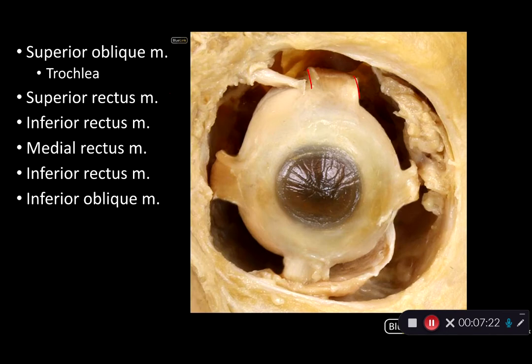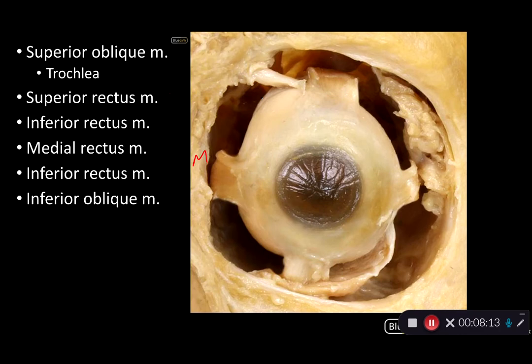So elevation is probably one of the more obvious functions, but it also serves to adduct, or move the gaze towards the midline, recalling this is medial here. And superior rectus, like superior oblique, is another muscle that serves intorsion. So I always remember that the superior muscles, both oblique and rectus, are responsible for intorsion of the eye.